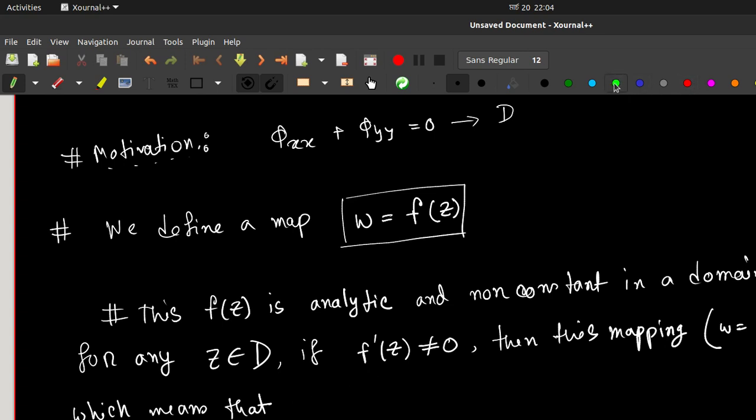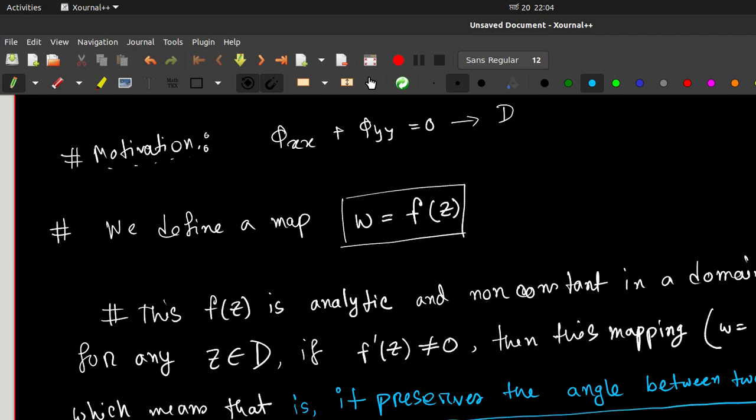So this is something new, a piece of new information. So let me highlight this thing with a different color. That is, it preserves the angles between two differentiable arcs. So what does this new piece of information tell us?